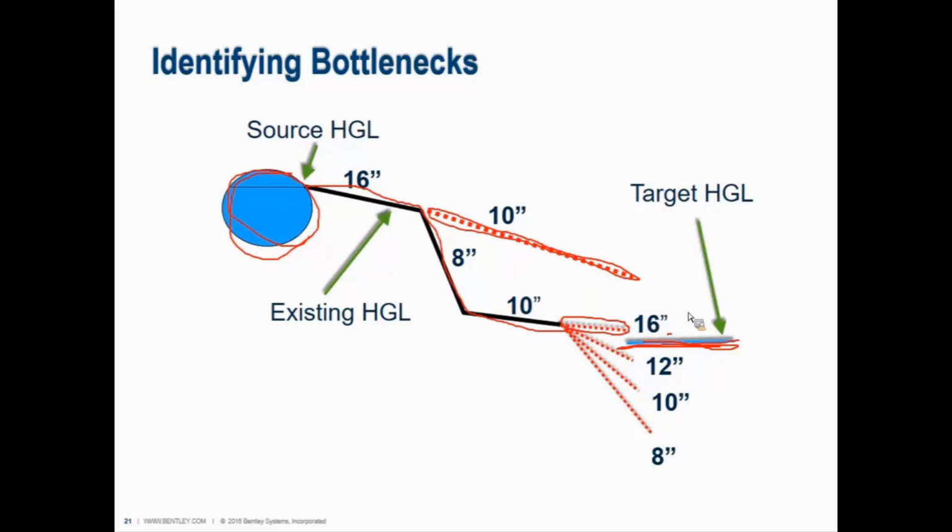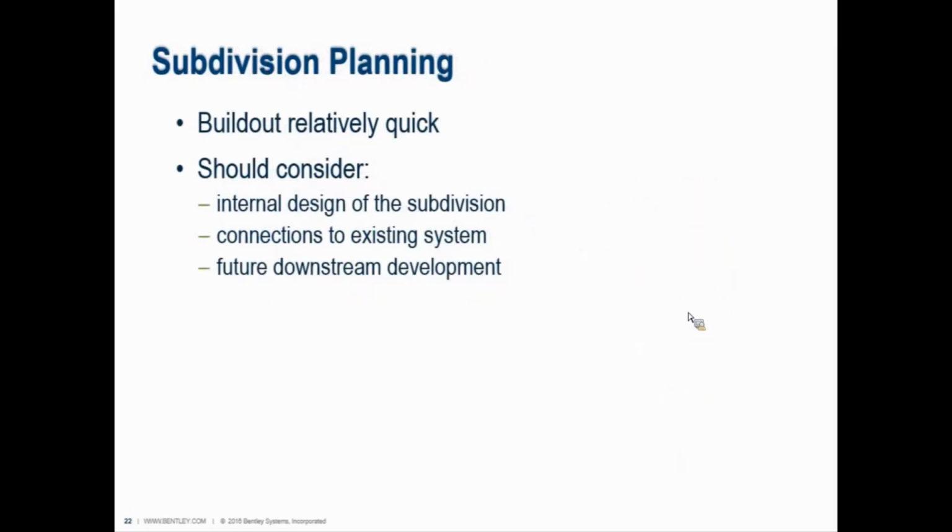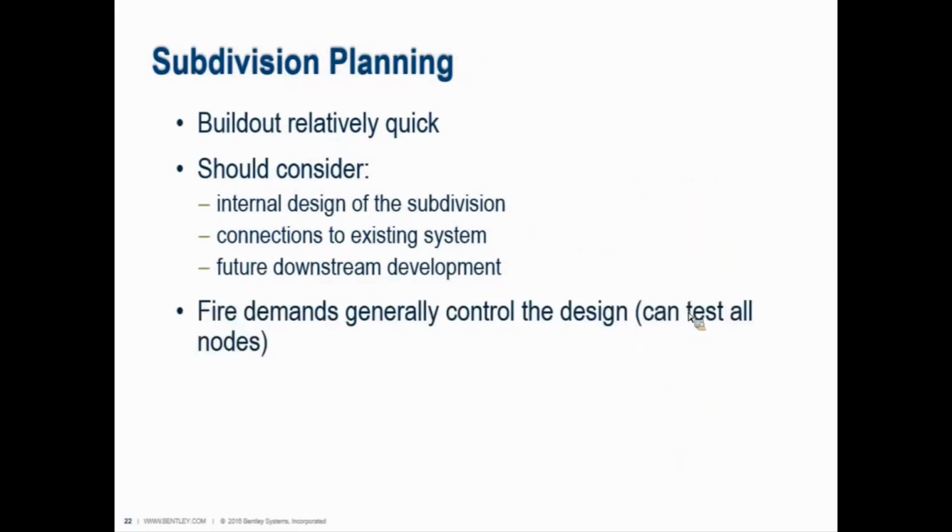So again, we're going to look at that tomorrow morning when we start off: different solutions have different pressure benefits, and how do you quantify that difference. With subdivisions, they build out relatively quickly. Some things to consider: generally small pipelines in subdivisions, fire flow demands generally control the design, so there's going to be some minimum diameter.